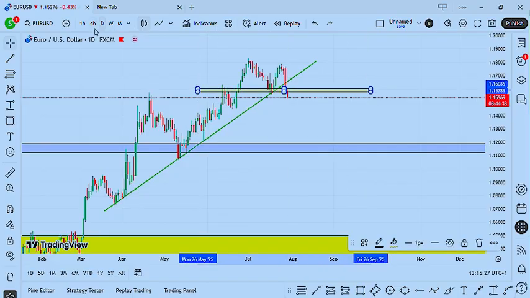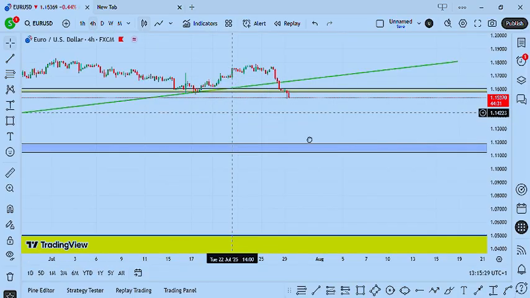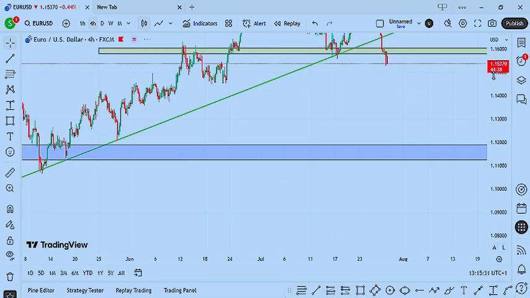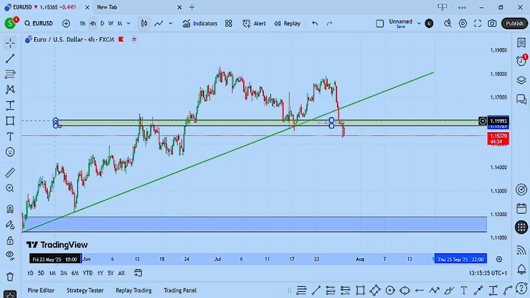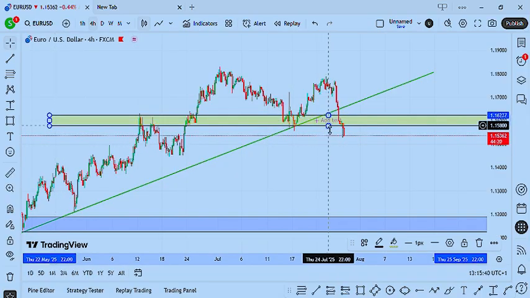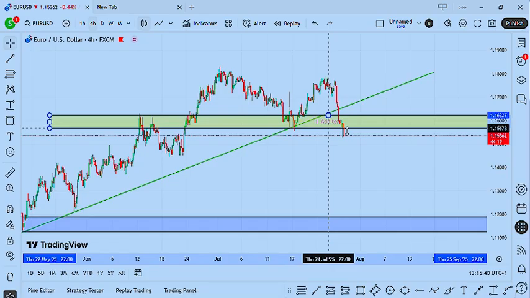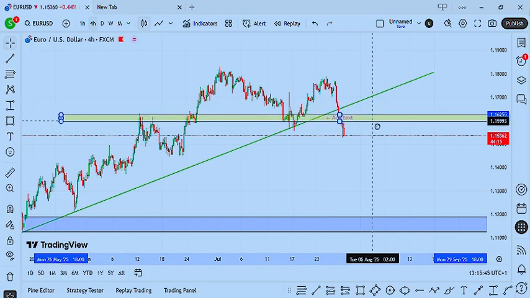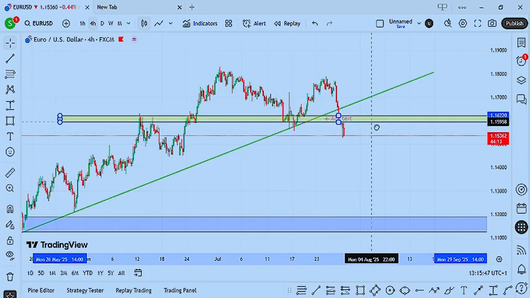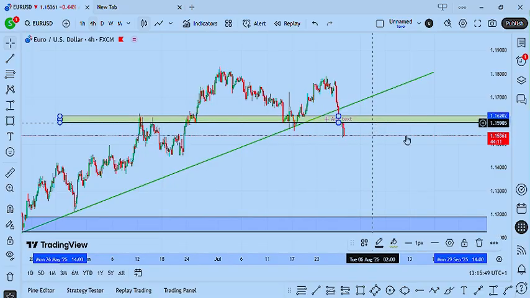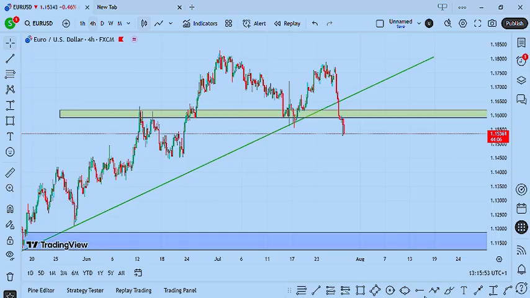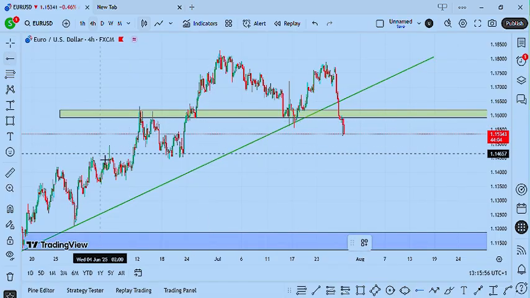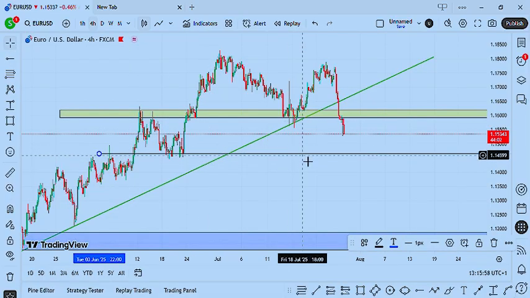Let's go on the 4 hours time frame. Let me adjust this level a little bit. Yeah, so we might see some retracement from here, from this demand level.